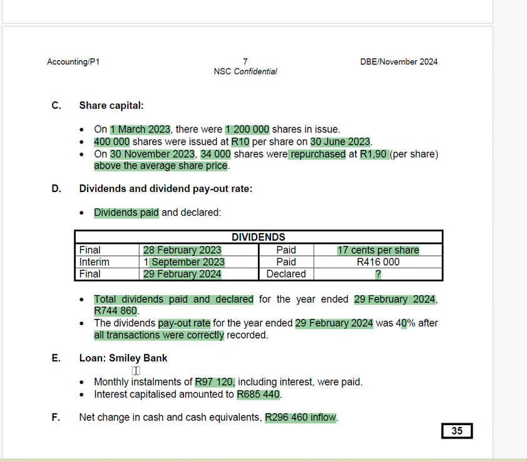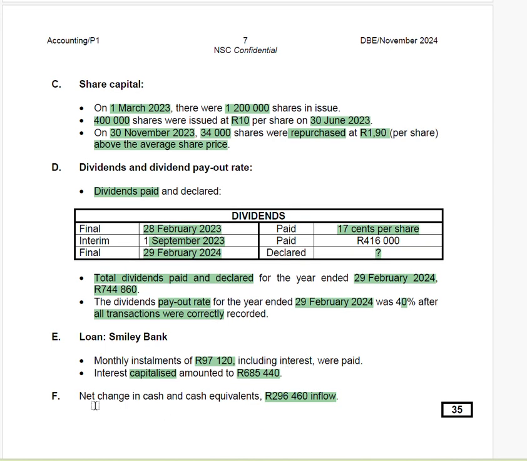And then we're going to move to E. E speaks of a loan from Smiley Bank. They said a monthly installment of 97,120, including interest, was paid. Interest capitalized amounted to 685,440. So this interest was capitalized, meaning it wasn't paid. In order for you to know how much was paid, you say 97,120 times 12, because it's a monthly payment and we're looking at 12 months, and then you minus the interest capitalized.